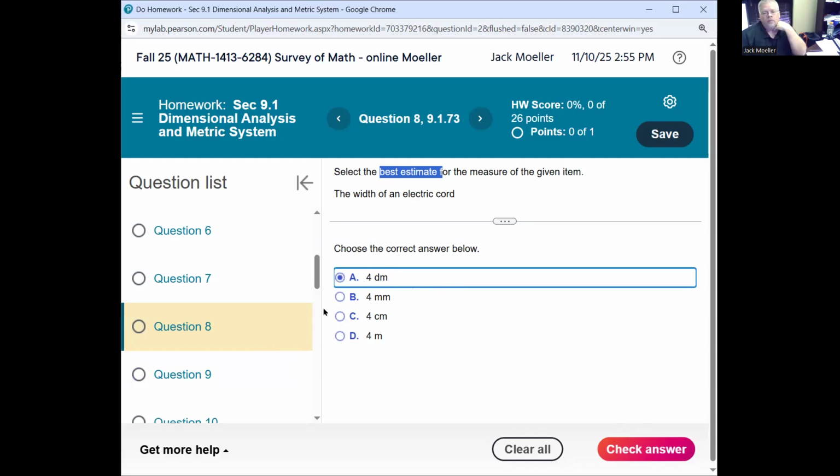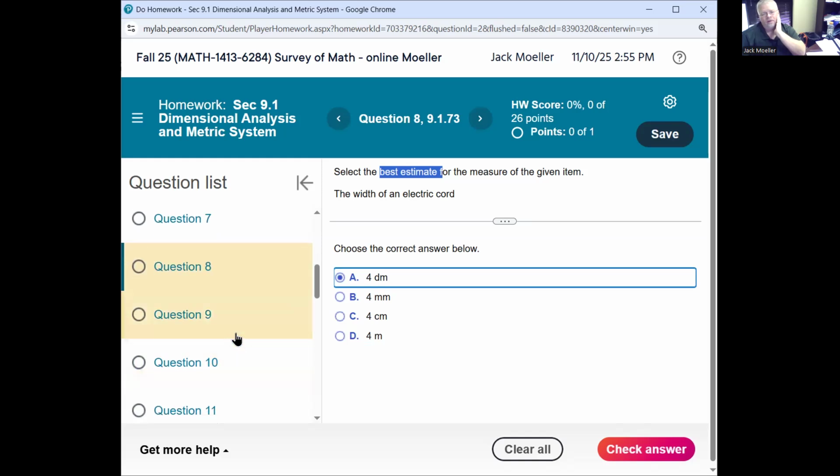So some of these problems are just, do you have an idea of what the measures mean? So kilometers, you want kilometers when you're dealing with miles, meters when you're dealing with yards, centimeters for inches or sometimes feet. If you get really small, use millimeters. Decimeter, well, decimeter is probably the closest to a foot. We don't use decimeter a lot. It's usually millimeter, centimeter, meter, kilometer.